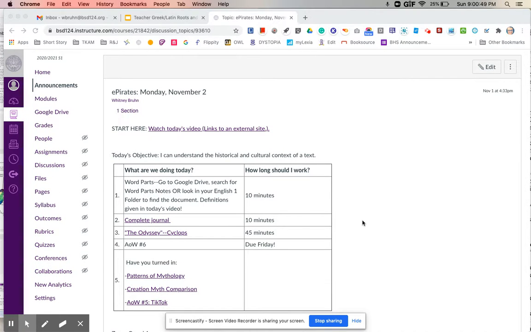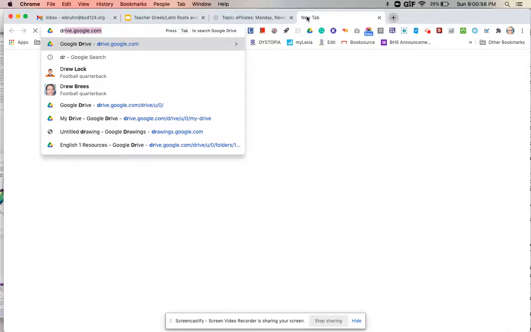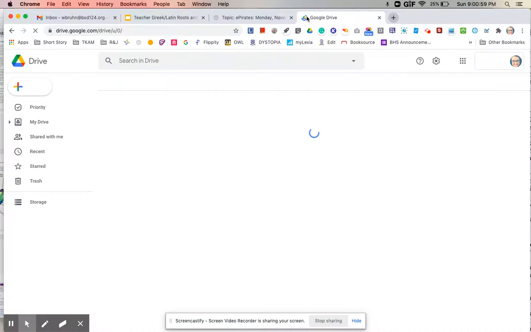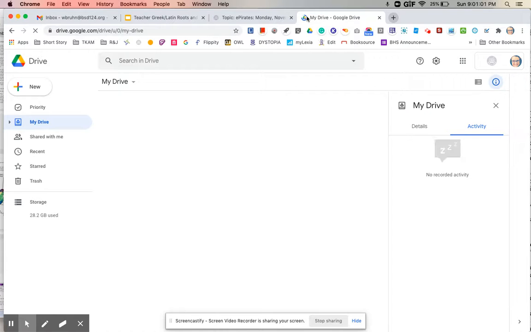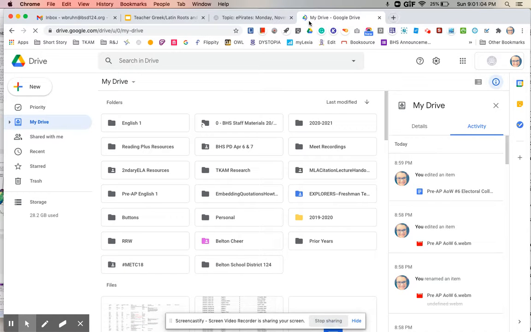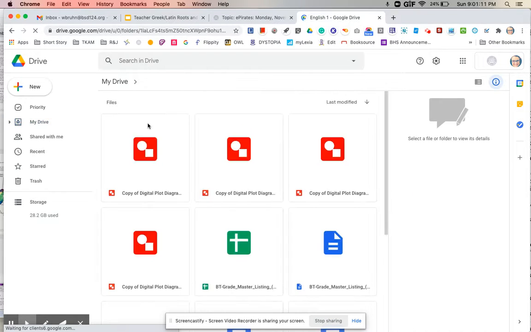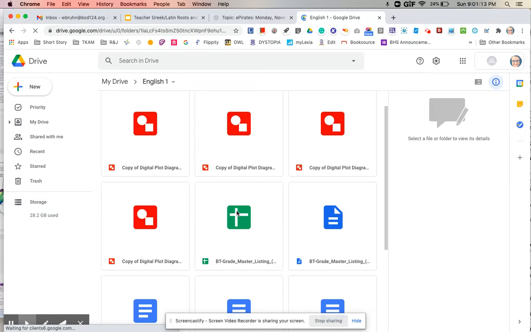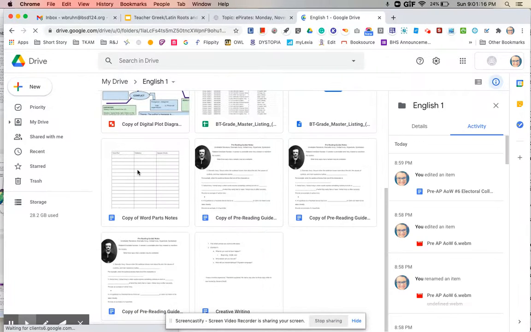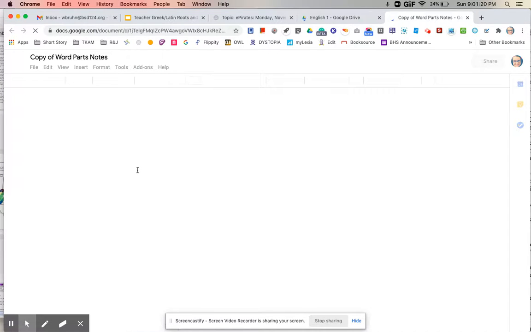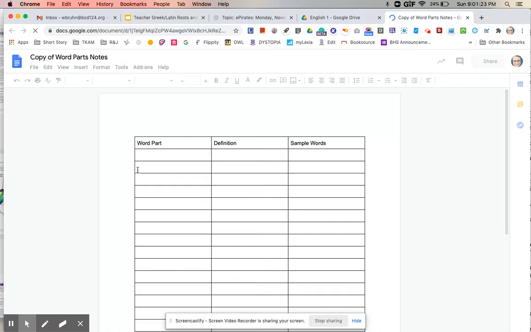So you're going to want to go to your Google Drive. You can either search for your word parts notes, or you can look in your English 1 folder to find your word parts notes sheet that we started. I know it's been a few weeks since we've worked on this because we didn't do bell work last week, but you should have an English 1 or a pre-AP English 1 folder, and you should have something that looks like this, word parts notes. And again, you could just type that into the search bar in Google Drive and it would pull up.